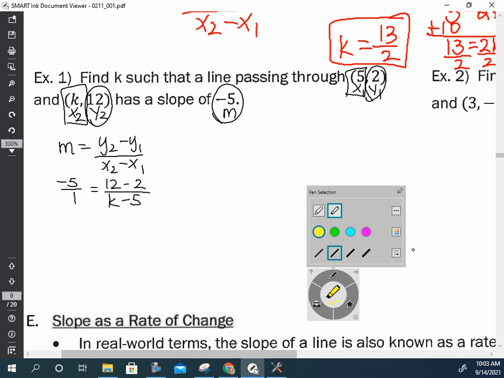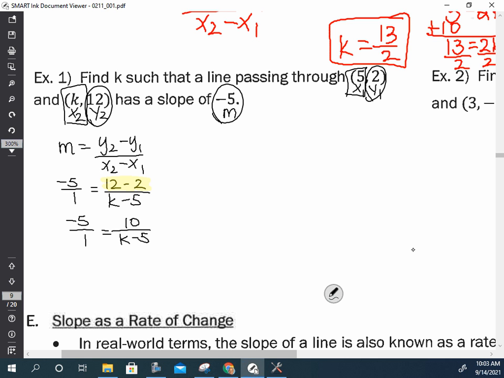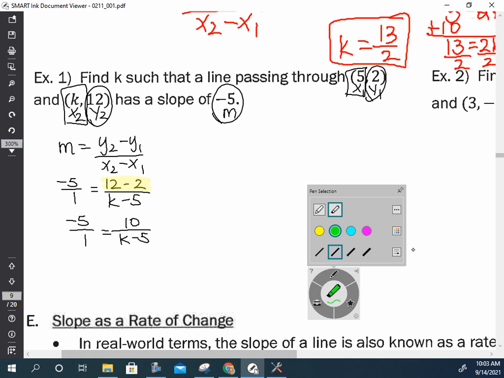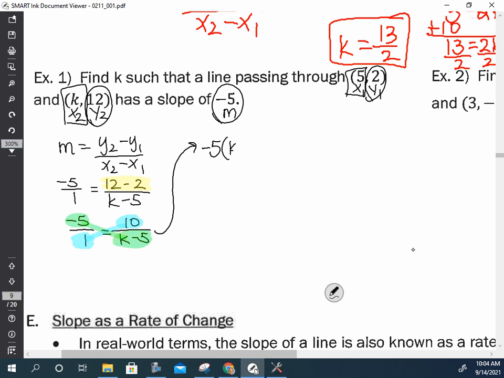So next step, let's make this a little easier on ourselves. 12 minus 2 is 10. So -5 over 1 equals 10 divided by k minus 5. There's our second step. Now we cross multiply. So -5 is going to multiply times k minus 5, and 1 is going to multiply times 10. So we take care of our cross multiplying: -5 times k minus 5 equals 1 times 10.